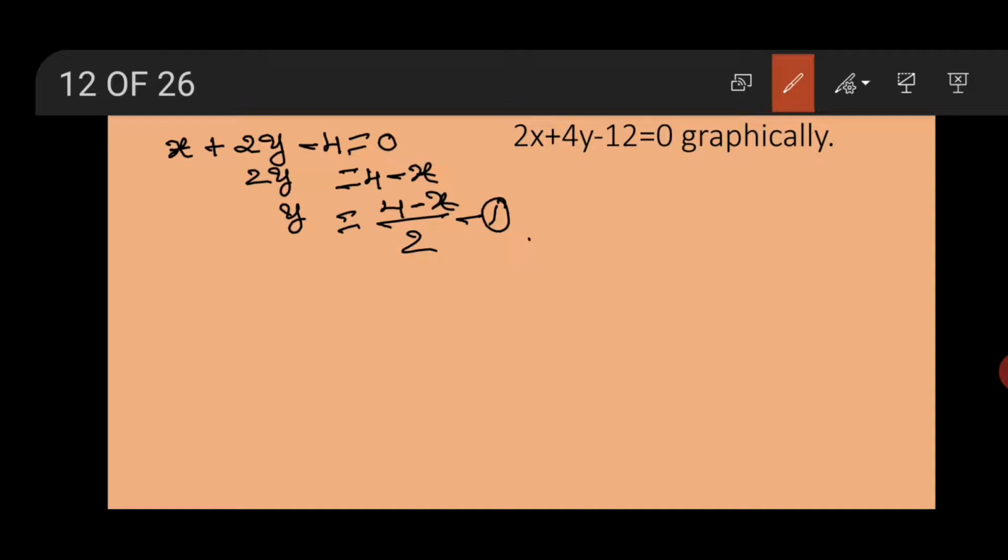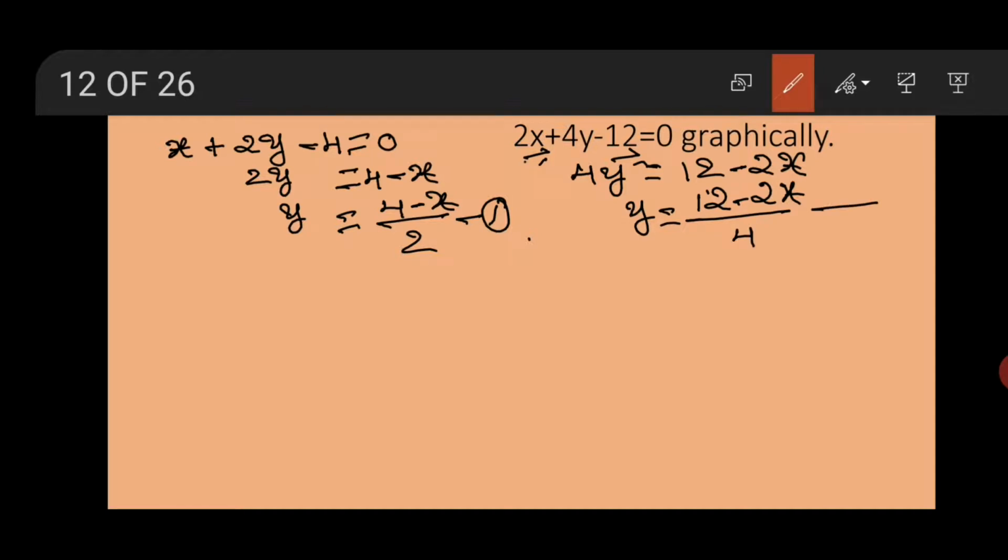See here also, find the value of y. 4y is equal to 12 minus 2x. Here the minus 12 is carried over, it becomes plus 12, and plus 2x becomes minus 2x. So the y value is 12 minus 2x divided by 4. This is equation number 2.